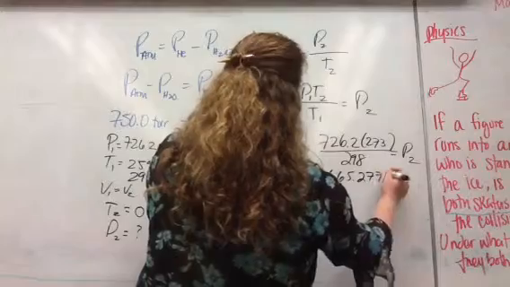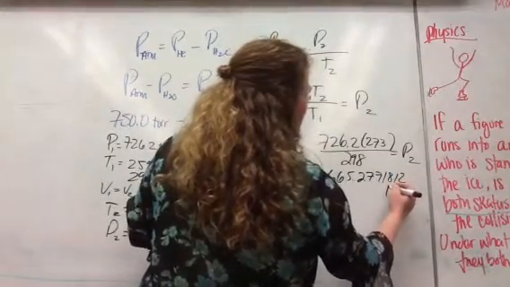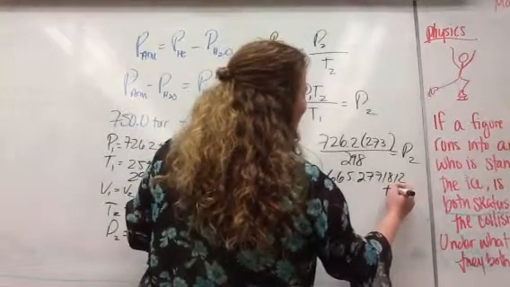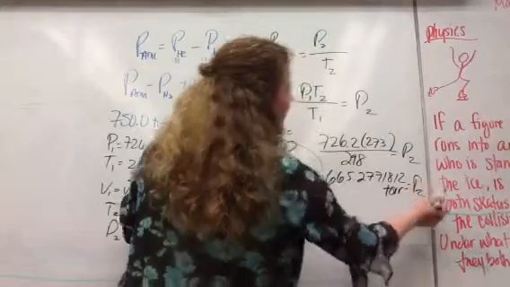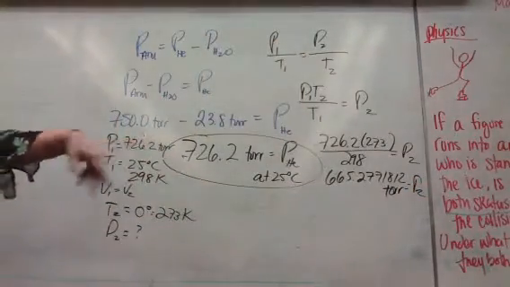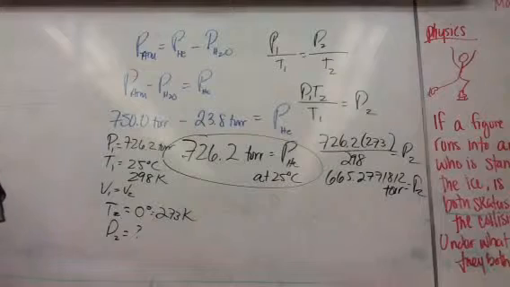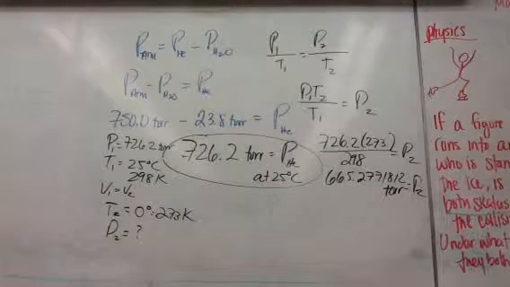665.2771812. What units? Torr. Okay, so 665.2771812 torr. That's our pressure. How many sig figs can we have? 4. 3. 2. Maximum of, well, okay, so I've heard 2, 3, and 4. It's got to be one of those.